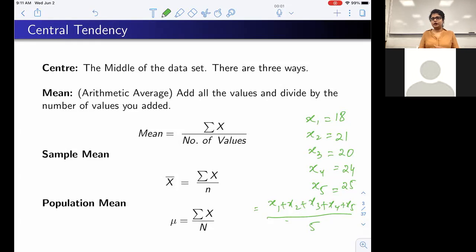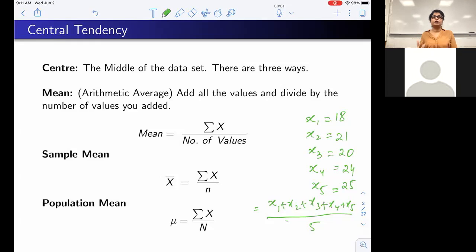It will be around 20, because most of them are in their 20s. If you calculate it, you will find some 20 point something or 21. So that will tell you the average age value for all the students in this class is around 20 point something, what you will figure out in this formula. So that is mean. This is what I have defined as mean here: if we add all the values and divide by the number of values you added, that is mean.